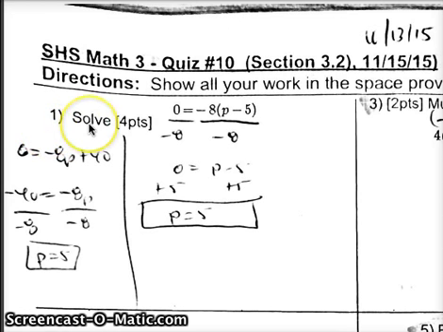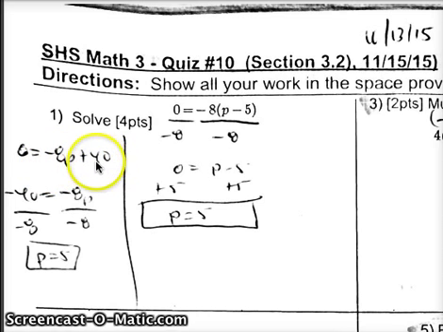Number 1 asks you to solve. Solve in this case means to get this variable, p, by itself. Now you could have done this problem in two ways. The left side over here I show by distributing. So I take the negative 8 and multiply by p, you get negative 8p. Negative 8 times negative 5 will give you a positive 40. So that says 0 equals negative 8p plus 40.